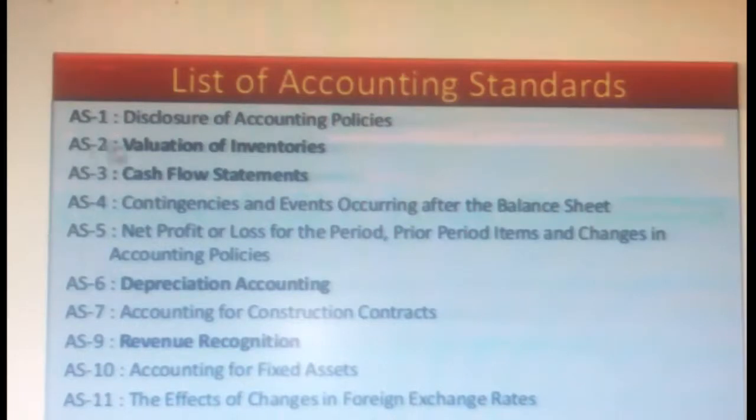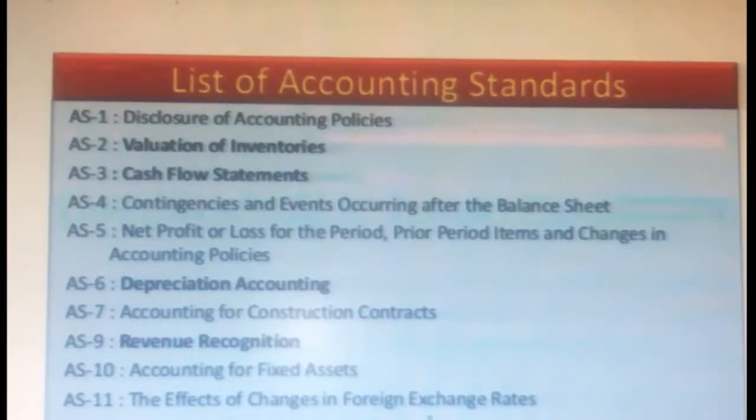That is AS 1. So what is AS 2? Accounting standard on valuation of inventories. That is how to calculate stock, like opening stock and closing stock, correct. So in what way are they going to calculate, whether it is cost or market value, whichever is less.